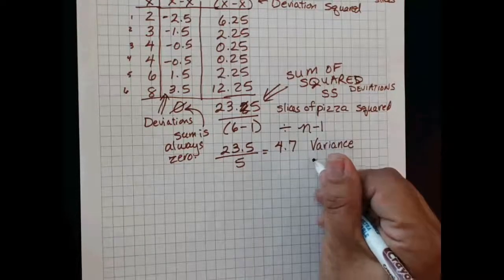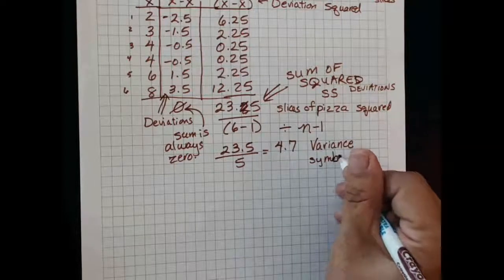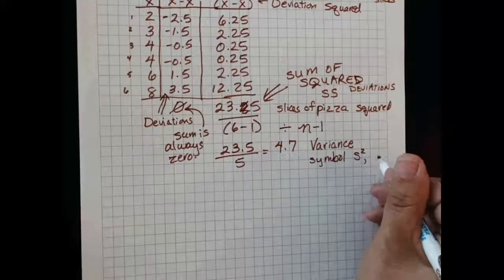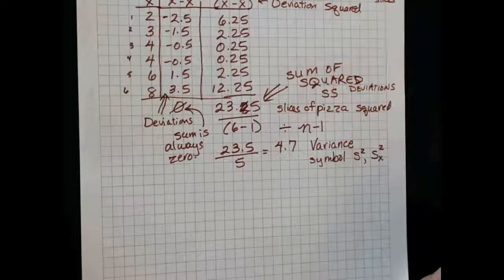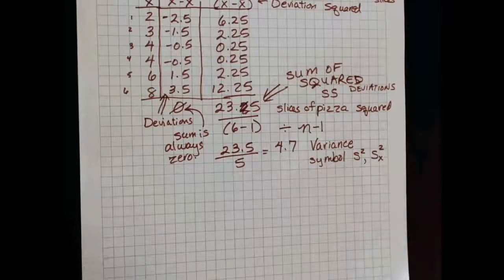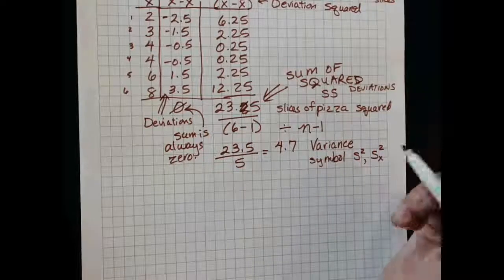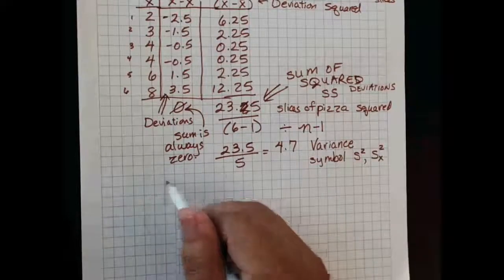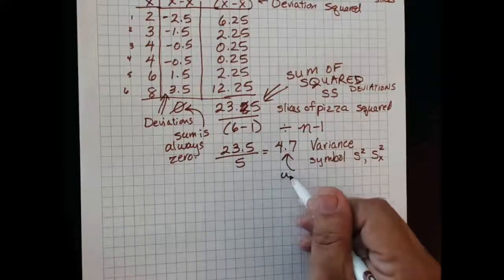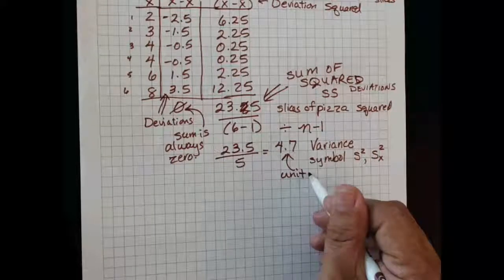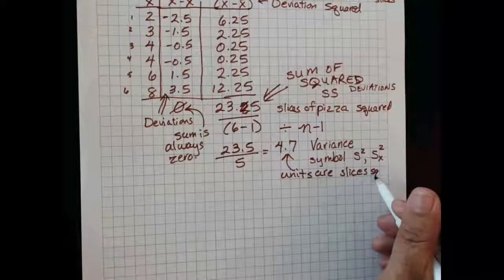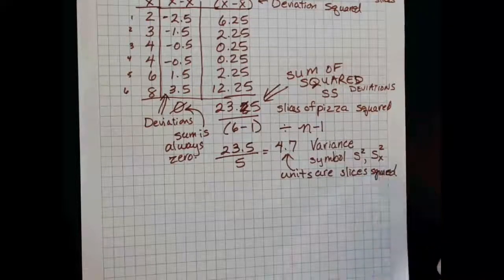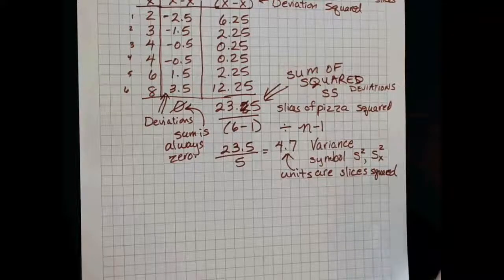And the symbol is, there's a couple symbols. You might see s squared on your calculator. Well, you won't see it so much, but you'll see this s of x. So that's called variance. The problem with this, okay, so am I done? My measure of spread is 4.7. The problem of this is the units are pizza squared. What the heck does that mean? Doesn't mean anything. Slices squared, I want slices, not slices squared.